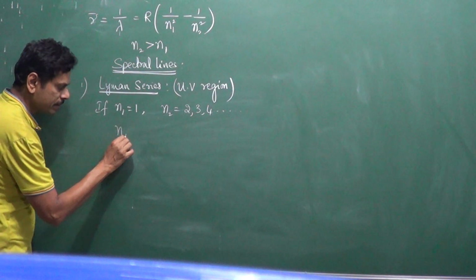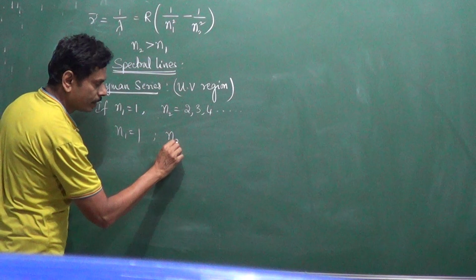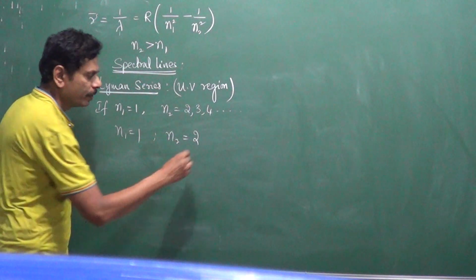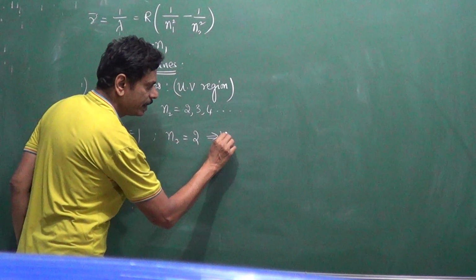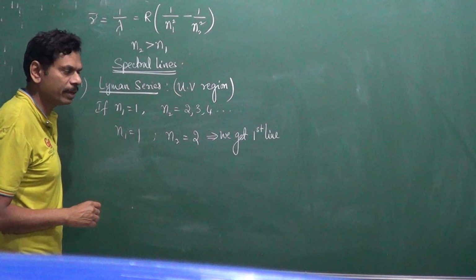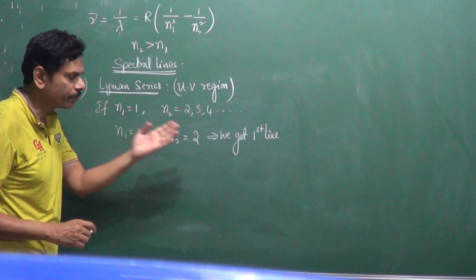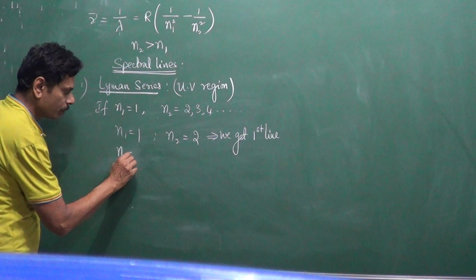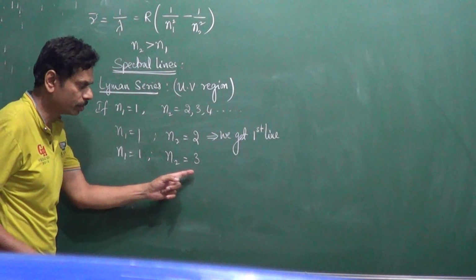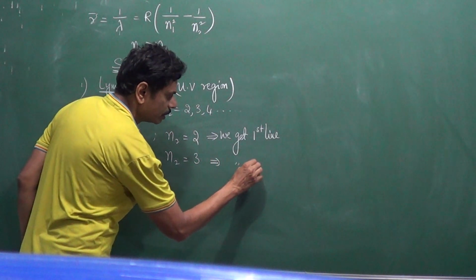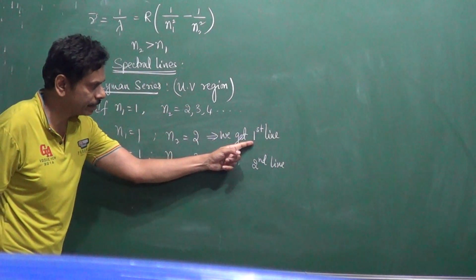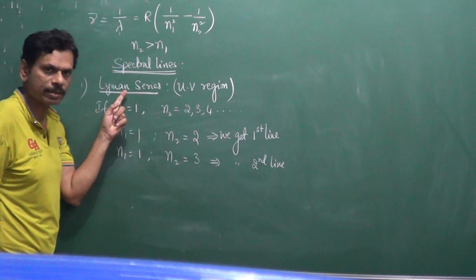If n1 is equal to 1 and n2 is equal to 2, we are going to get the first line. That first line has a particular energy, a particular wavelength. If n1 is equal to 1 and n2 is equal to the next number, 3, we are going to get the second line. Second line of which series? Lyman series. So we get the first line of the Lyman series, the second line of the Lyman series.